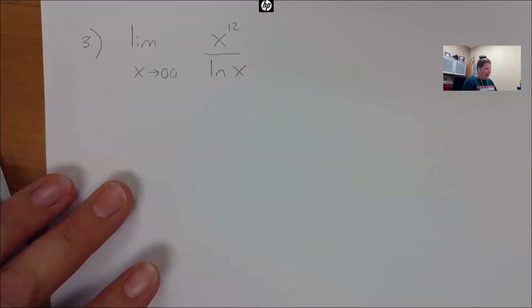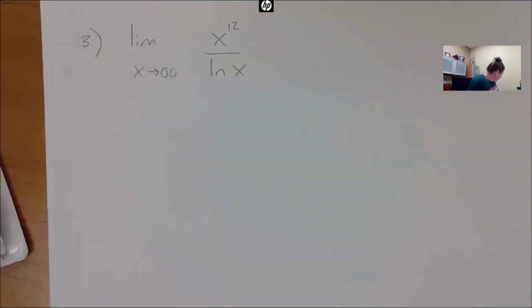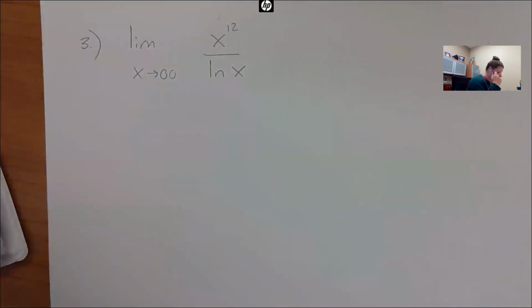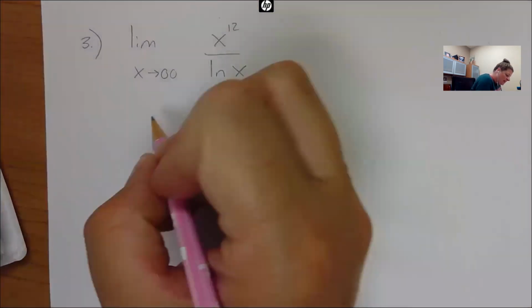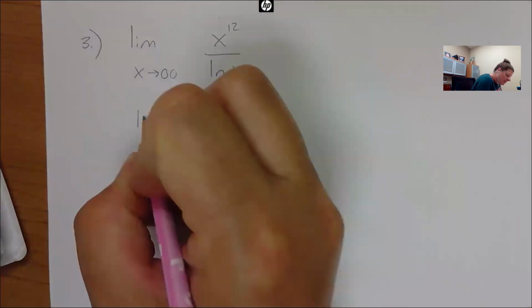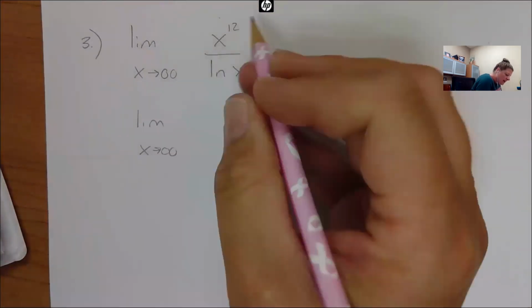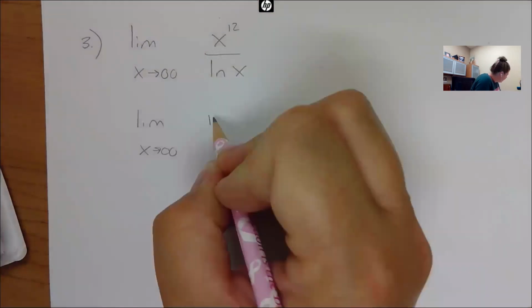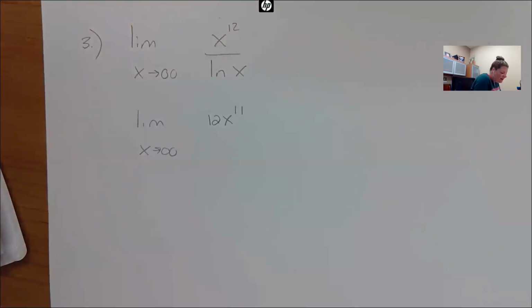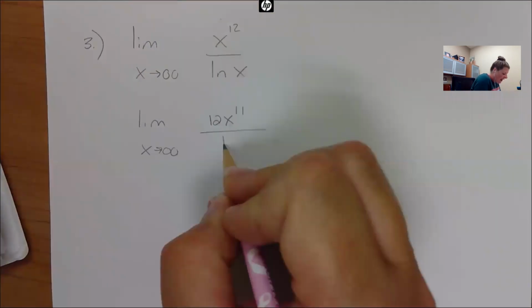Okay, so right now, if I put in infinity, it is infinity over infinity. That might be kind of hard to see. Basically, it's just going to keep growing on the top and growing on the bottom. So it is in the form infinity over infinity. So we can use our derivative rule, and we could say, okay, the derivative of the top is going to be what? 12x to the 11th. And the derivative on the bottom is 1 over x.